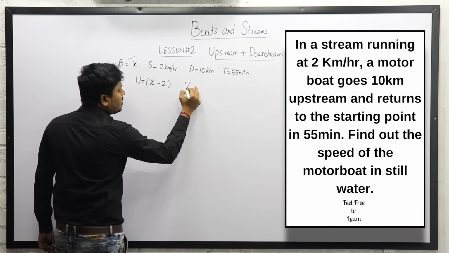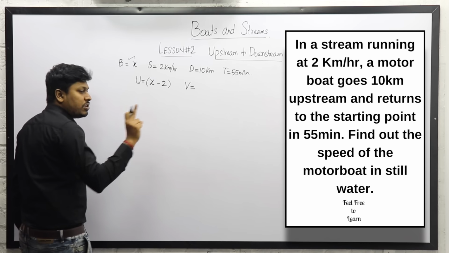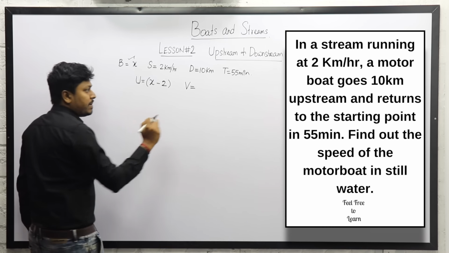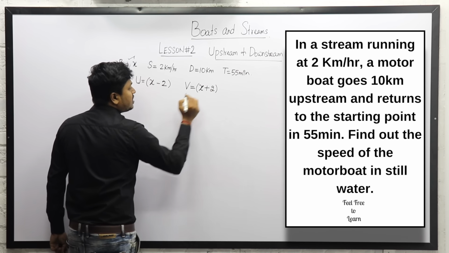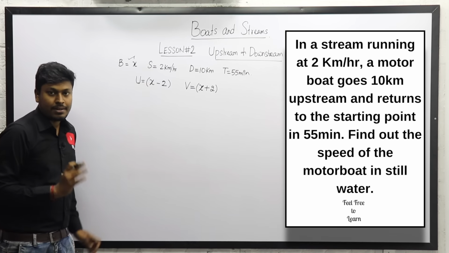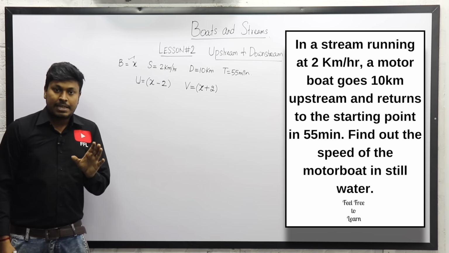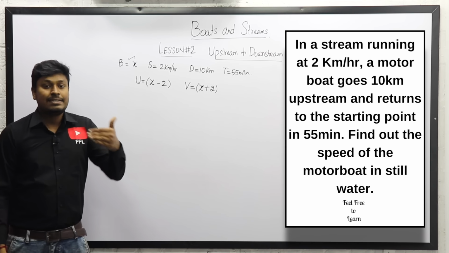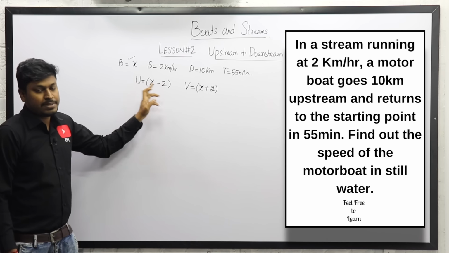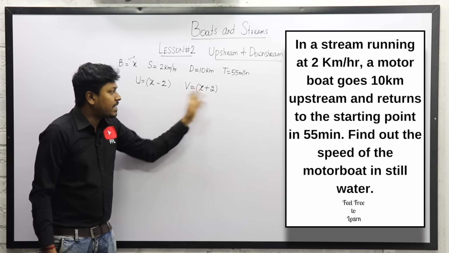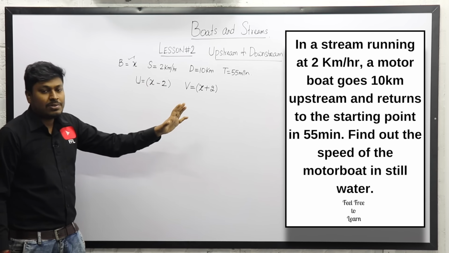So let me talk about downstream. Downstream is equal to boat speed plus stream speed. The boat speed will be x, the stream speed will be 2. So this will be the downstream speed. So just listen here. Upstream speed will be boat speed minus stream speed. We don't know the boat speed, so let me assume it as x minus 2. And for downstream, x plus 2. All the remaining values we know.